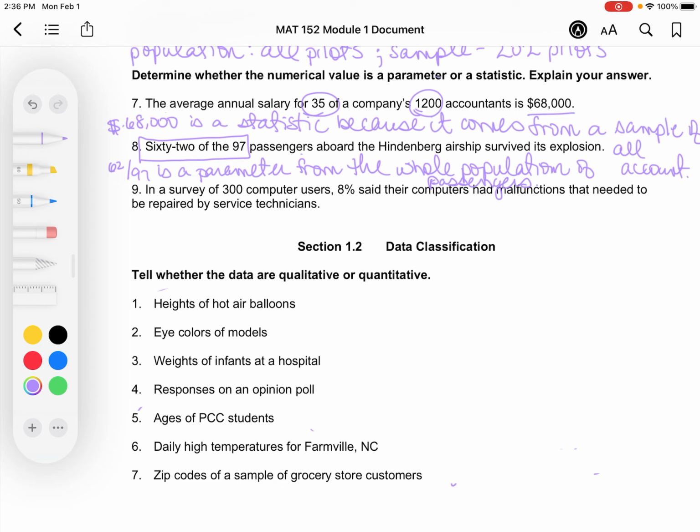In a survey of 300 computer users, 8% said their computers had malfunctions that needed to be repaired by service techs. So that 8% is what we're talking about. So the 8% is a statistic, because I think we can all agree there's more than 300 computer users in the world. Because it comes from a sample of computer users.